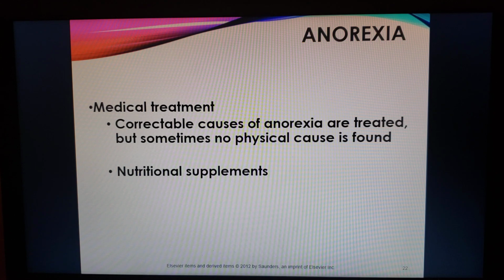Medical treatment for anorexia, we want to identify and correct the cause, and then treat it. Sometimes there's no physical cause found for anorexia, and so we want to implement as many measures as possible for the patient if we can't find a cause. And of course, the doctor will order nutritional supplements for this patient.